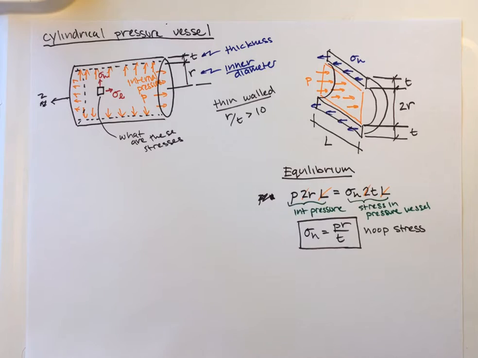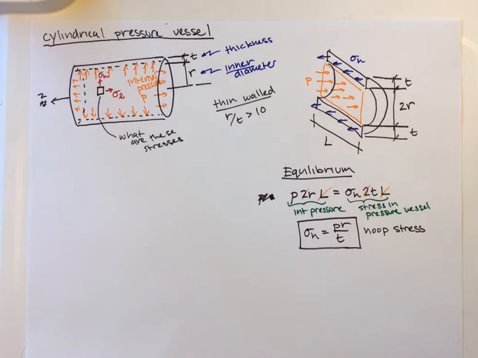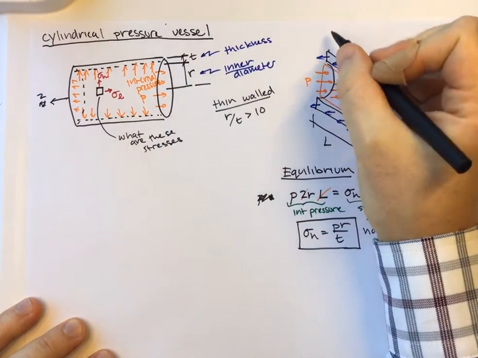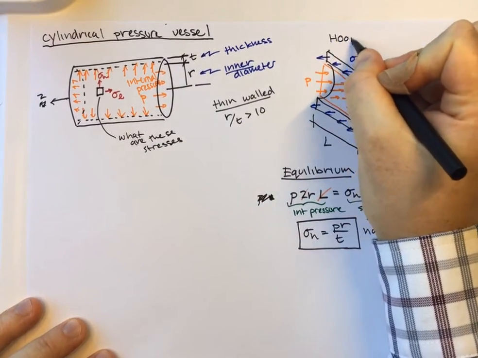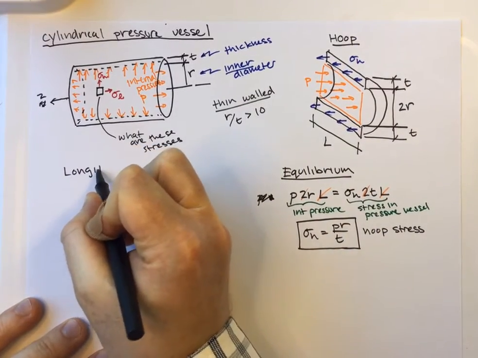So that is one of our 2 components. Remember, we're going for these 2 components. The next one is the longitudinal. So this is for the hoop, and this over here is going to be for the longitudinal.